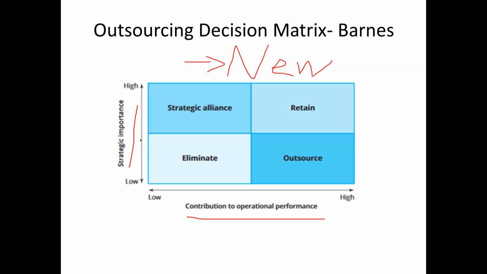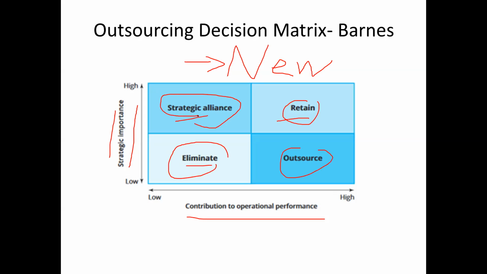So this has got different axes, and it's got the 4 options of either keep it in-house, get rid of it, outsource it, or jump into bed with someone because you need it, but it doesn't actually contribute that much to performance. So an example I saw, don't know if I've got it on here.